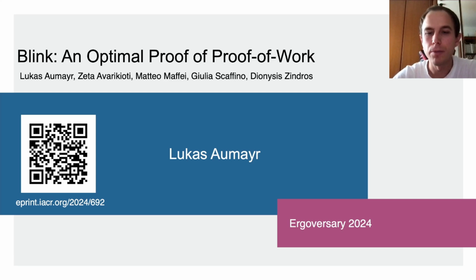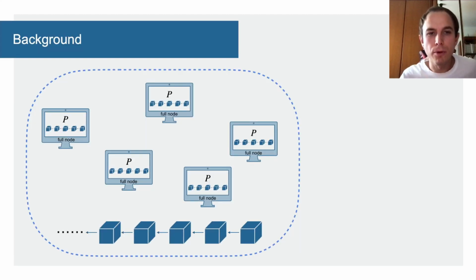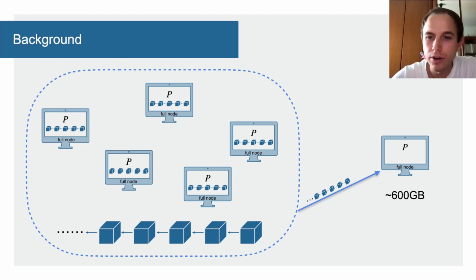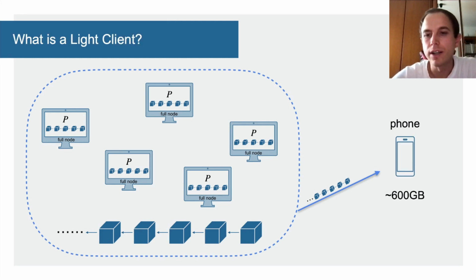So since we're talking about light clients, let us quickly discuss what light clients are and why we use them. And for this, let's assume we have a population of full nodes where these full nodes are maintaining a blockchain. Now, if I come in and I want to participate as a full node, I need to connect to this network and I need to download the full blockchain, which, if we think of Bitcoin, let's say, is on the order of 600 gigabytes currently. So this might be fine if I run a full node on my desktop computer, but if I'm on my phone, downloading and storing 600 gigabytes might not be feasible.